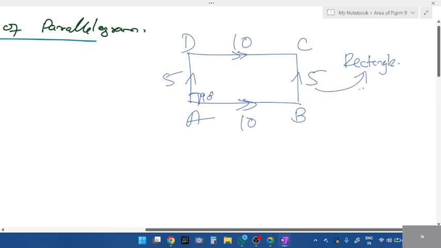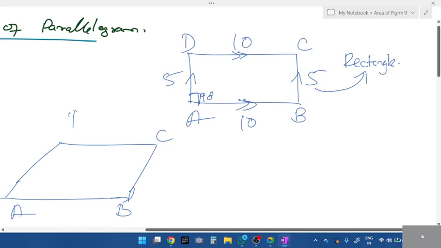Rectangle. And one more thing I missed out in parallelogram. When there is a single parallelogram like this, if I connect the diagonal AC, how many triangles are there? Their area will be equal. Remember, their area will be equal. Two triangles, area will be equal.